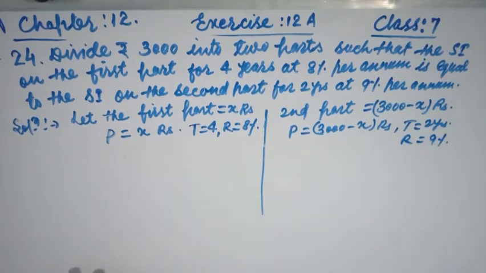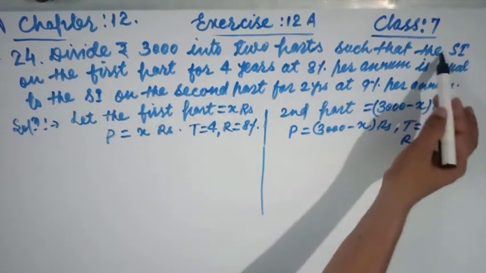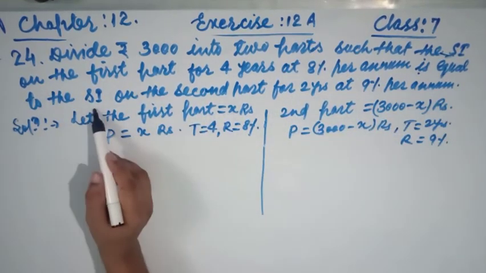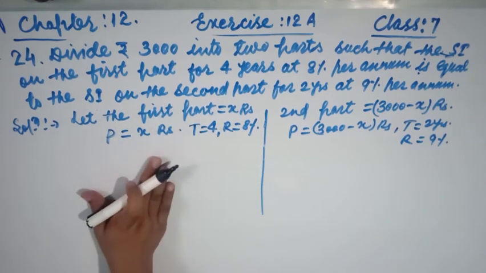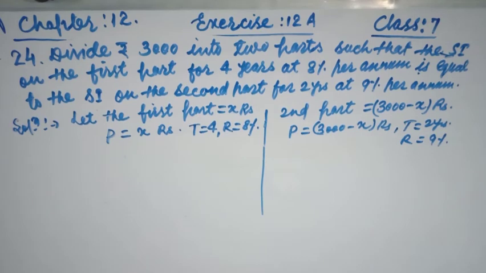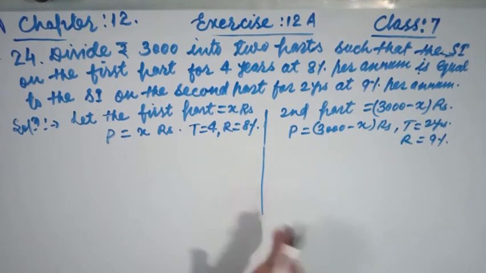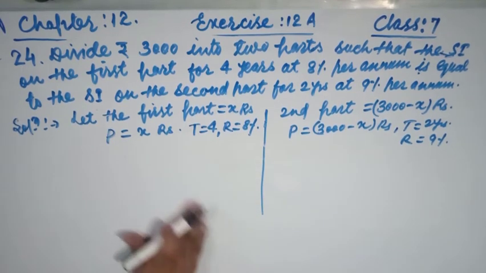But one thing is given, the common point. Look at SI: the SI on the first part is equal to the SI on the second part. So we have to find the SI for the first part and the second part, then equate both the SIs. We will get the solution.